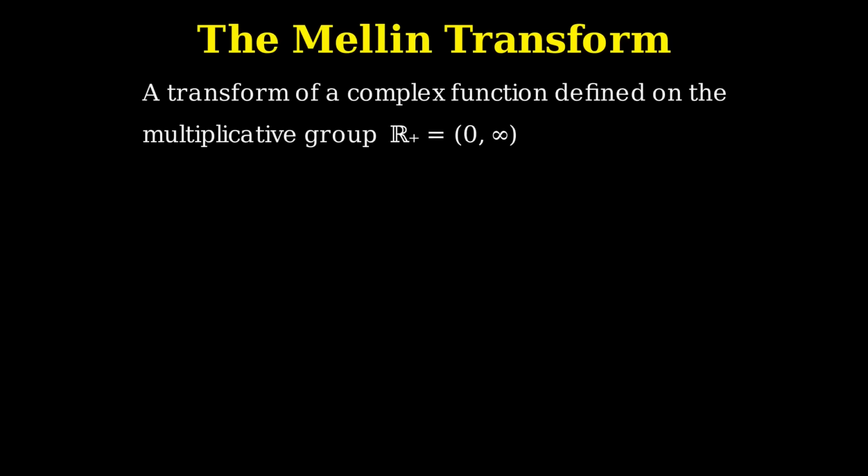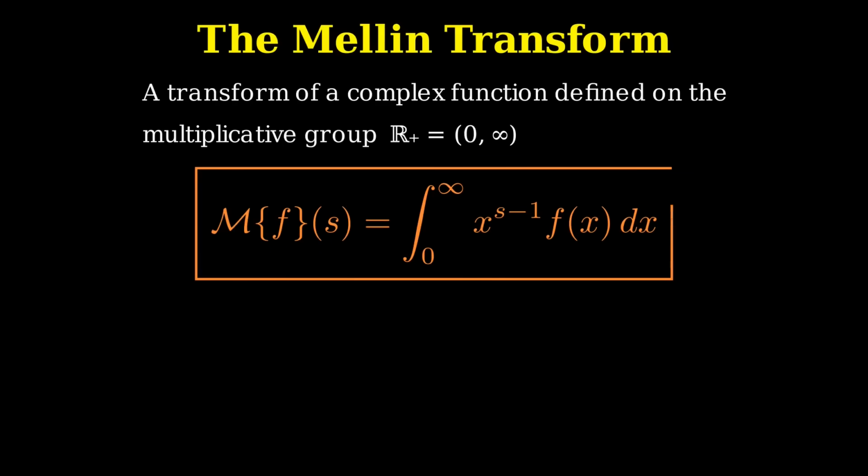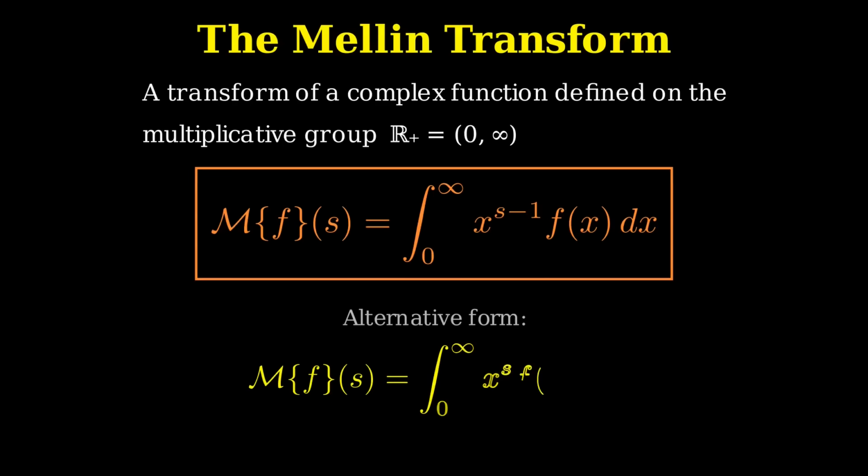As for the Mellin transform itself, a proper introduction to it is how it's a transform of a complex function defined on the multiplicative group r equals 0 to infinity, defined by the following integral. Here's an alternative form of this integral. However, do note that dx over x is a Haar measure on the multiplicative group. What that means is we get a translation invariant integral.